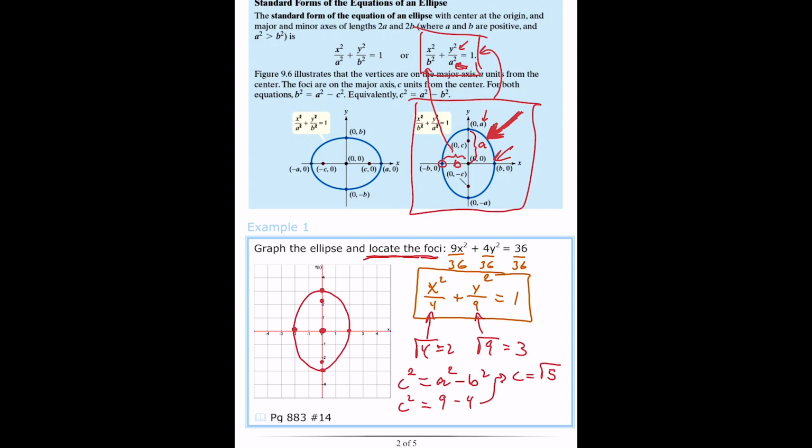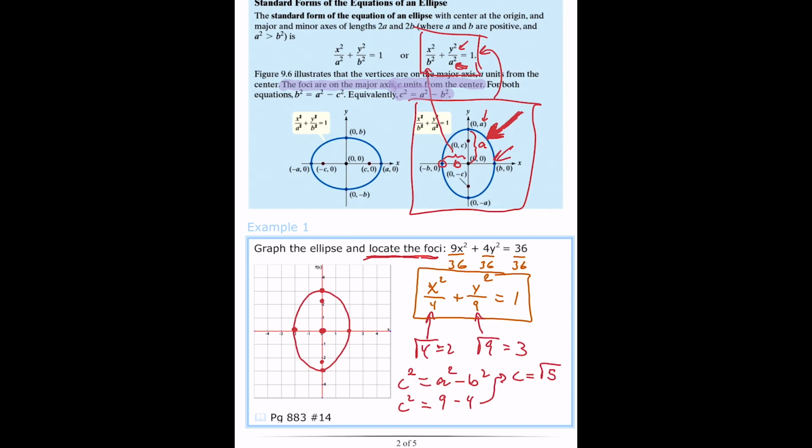Now how did I know to draw my foci in those two locations, above and below the center? Because the foci will always be located on the major axis. And if we glance just for a moment back up into the middle of the blue box in the top half of the page, we see that the foci are on the major axis, c units from the center. And there's that equation that we used in order to find the distance from the center to the foci. All right, that's a good introduction to the ellipse.